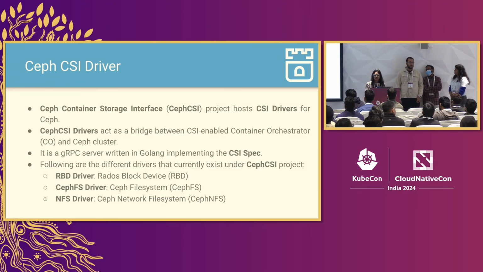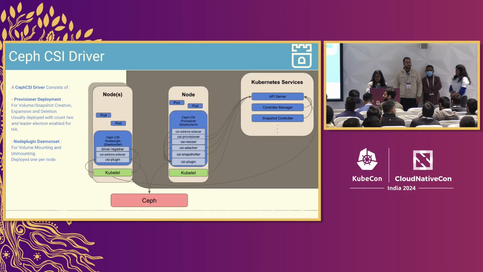As Parth mentioned in earlier slides, we have different formats. For block mode, we have the RBD driver. For the file system, we have the CephFS driver. And for network file system, we have the NFS driver. So this is basic. And next, let's look into the standard deployment of how CSI is deployed.